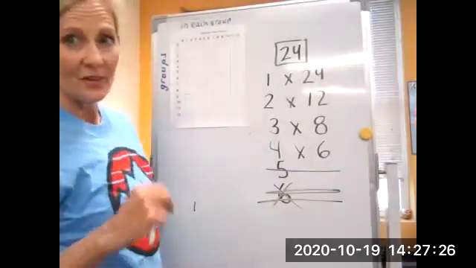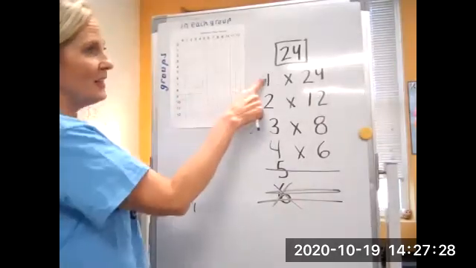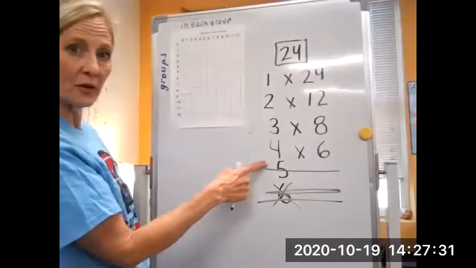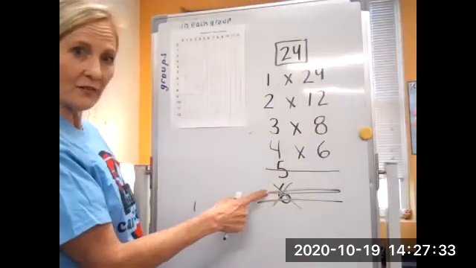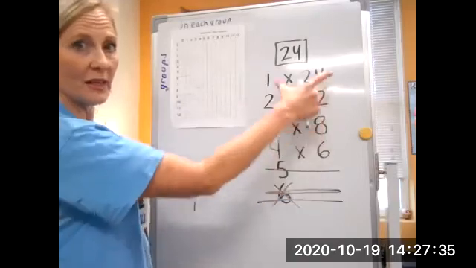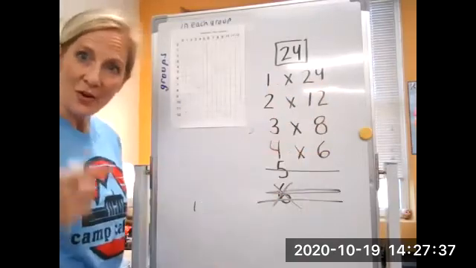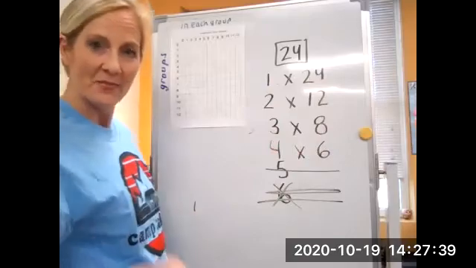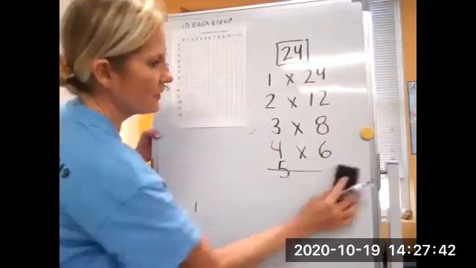So the trick, or one of the strategies you can use, is to test out the factors in numerical order. As soon as you find yourself using a factor that you've already used in the list somewhere, you are done. You have found all of them. Let's try that with another number just before we go.